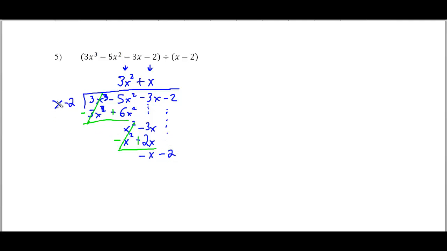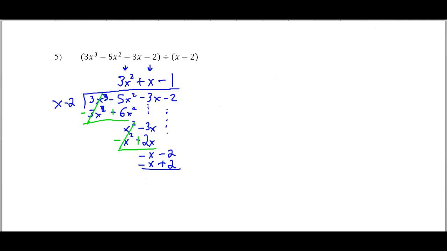Now what do I, well, am I really close here? Let's go find out. What do I have to multiply my x to make it a negative x? Multiply by negative 1. 1 times negative x is negative x. 1 times negative 2 is positive 2. Oh man, I was so close.